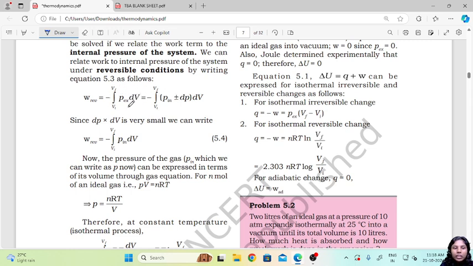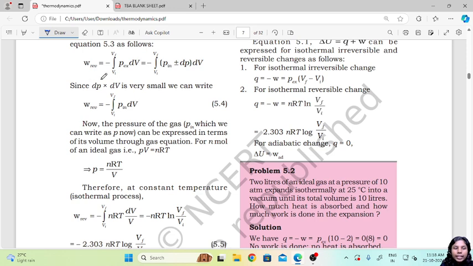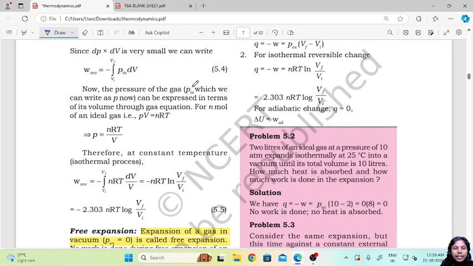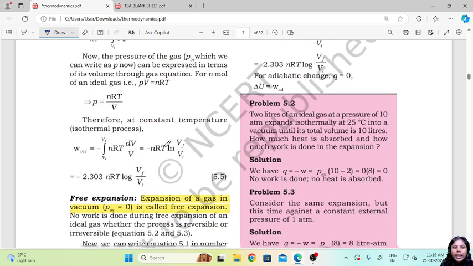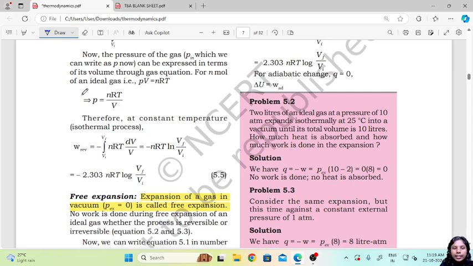If you substitute now, we have said P external is given by P internal plus or minus dP. Then we know that dP into dV is a very small change, and therefore we can integrate it and write it as W reversible equals minus integral of P in dV. Now the pressure of the gas, that is P internal, which we can write as P, can be expressed in terms of volume through the gas equation. So we know that for n moles of an ideal gas, we can write PV equals nRT. So now we are using the ideal gas equation.